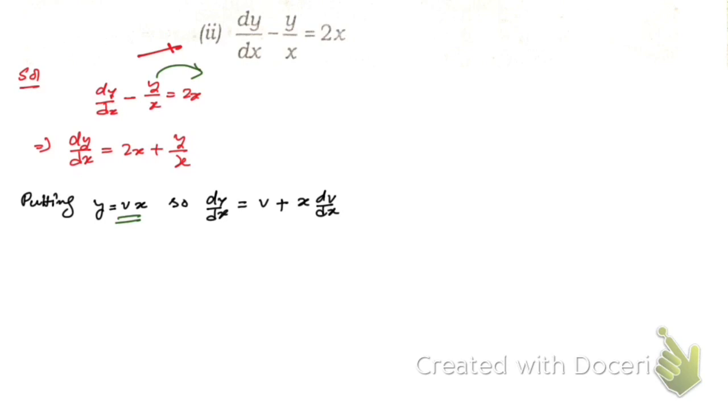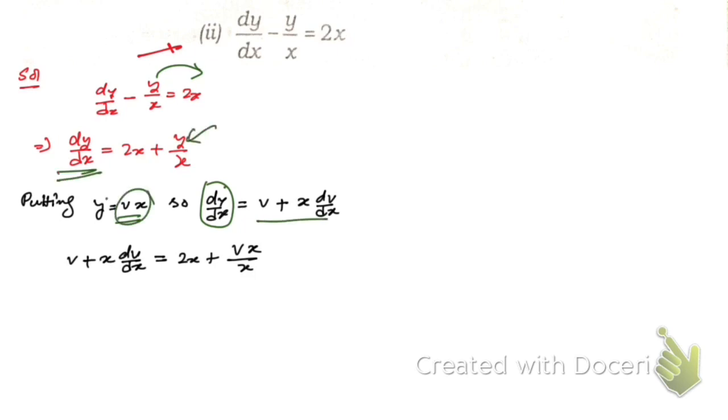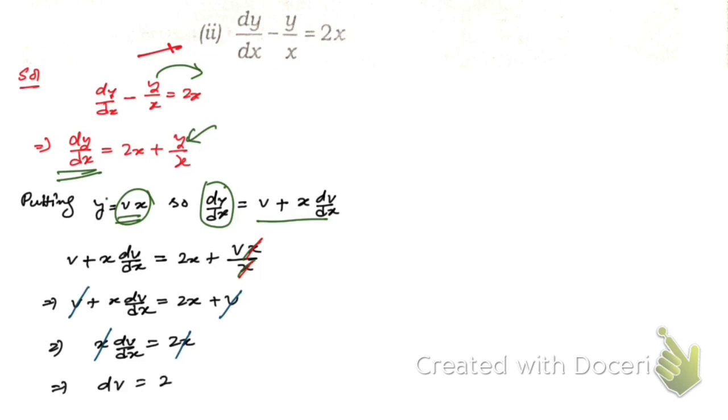Let us use this in the above equation. So then you will get this. The above equation becomes this, right? So here you see, just put this value of dy by dx here and put y is equal to vx here. So then this x cancels, right? Then in the next part you will get this, right? So here again v cancels. Then this is our remaining part, right? So again x will also be cancelled. Then dv by dx is 2 dx.